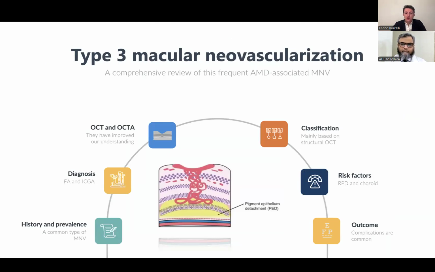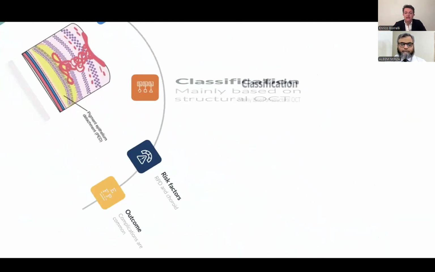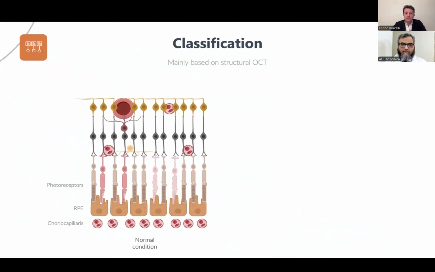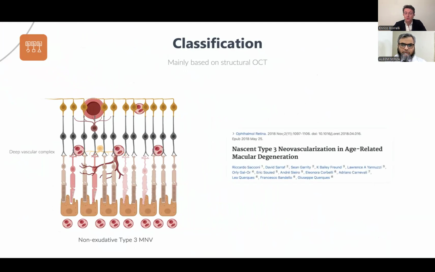There is also a classification of type 3 macular neovascularization. This is the radial and normal conditions. However, in the presence of AMD, new vessels may arise from the deep vascular complex without any evidence of exudation. This is a non-exudative type 3 macular neovascularization.